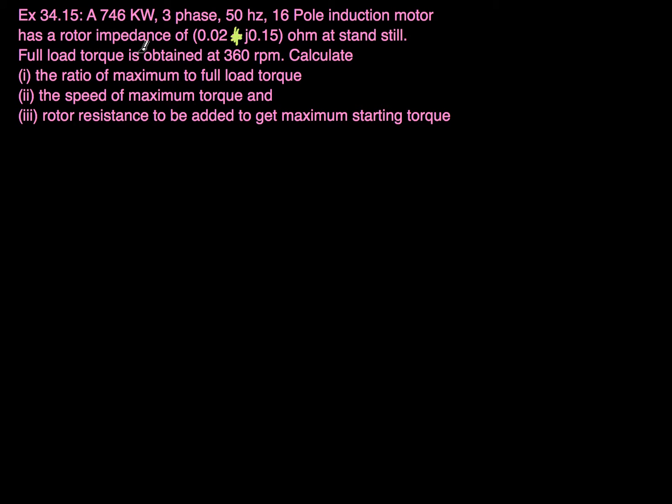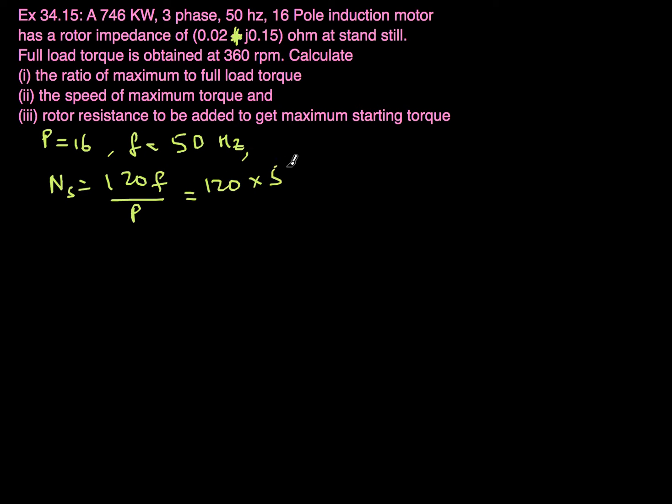So first, what do we have here? A 764 kilowatt three-phase 50 hertz 16 pole induction motor. So we have an induction motor, and poles is given, frequency is given. Poles is 16 and frequency is 50 hertz. So straight away I can calculate the synchronous speed. It is 120 F by P. So this is 120 into 50 divided by 16 poles.